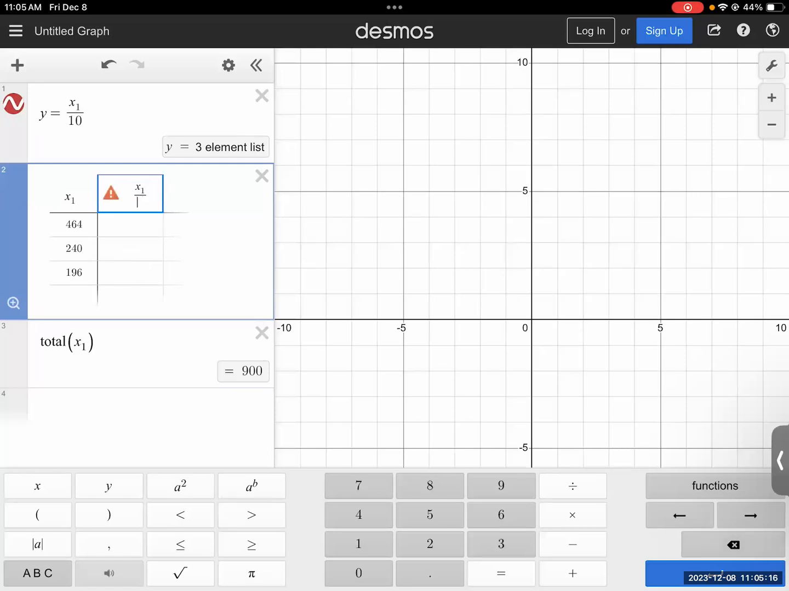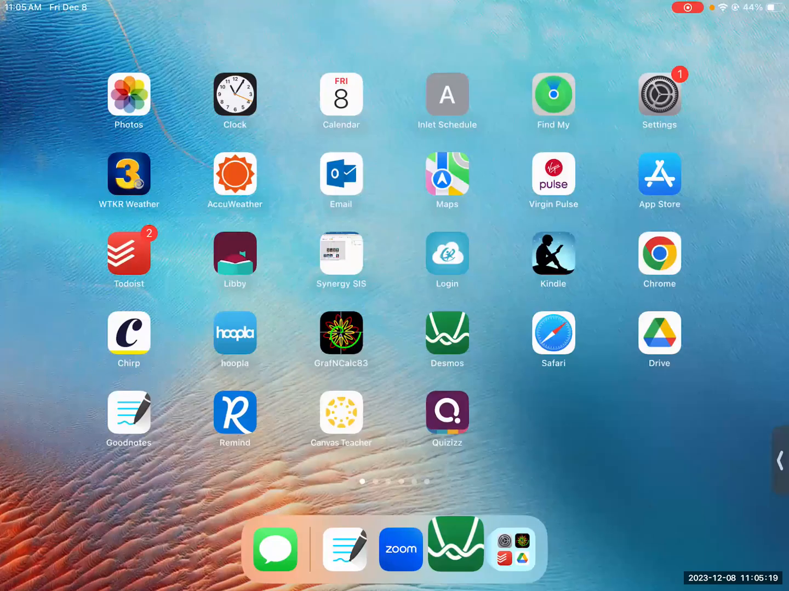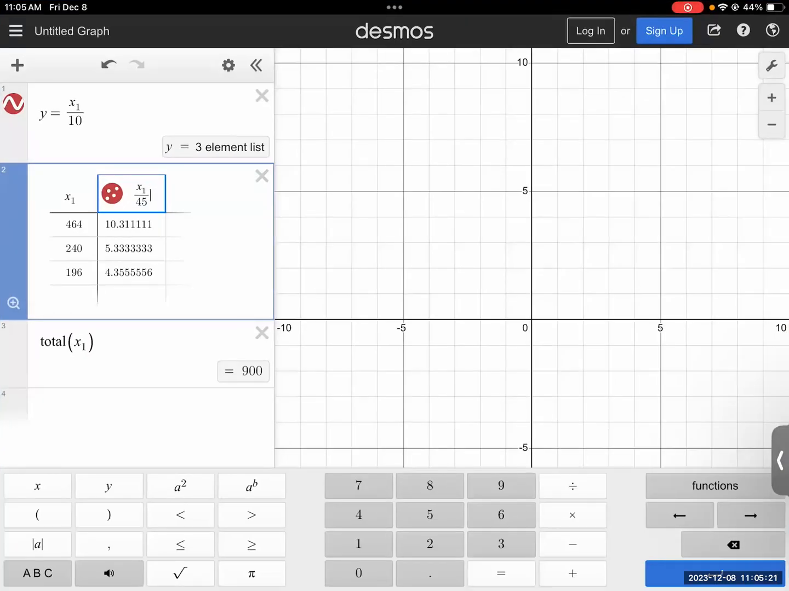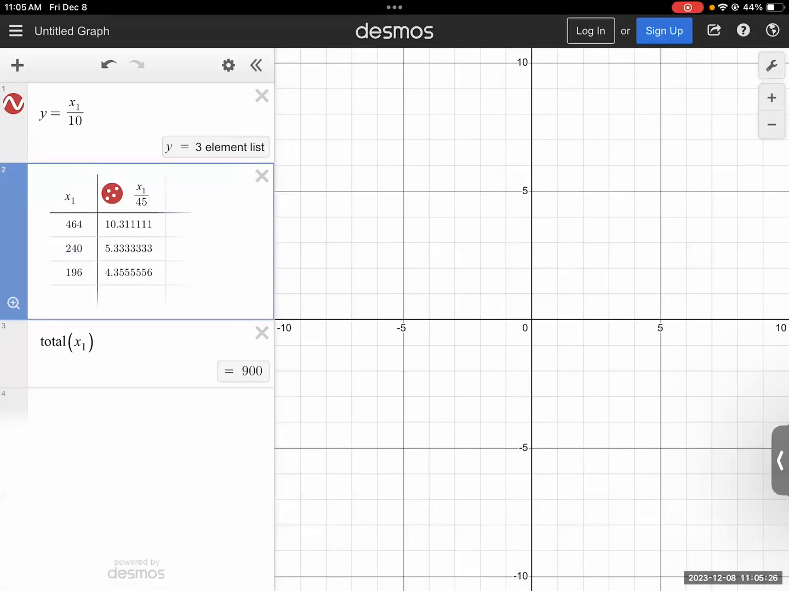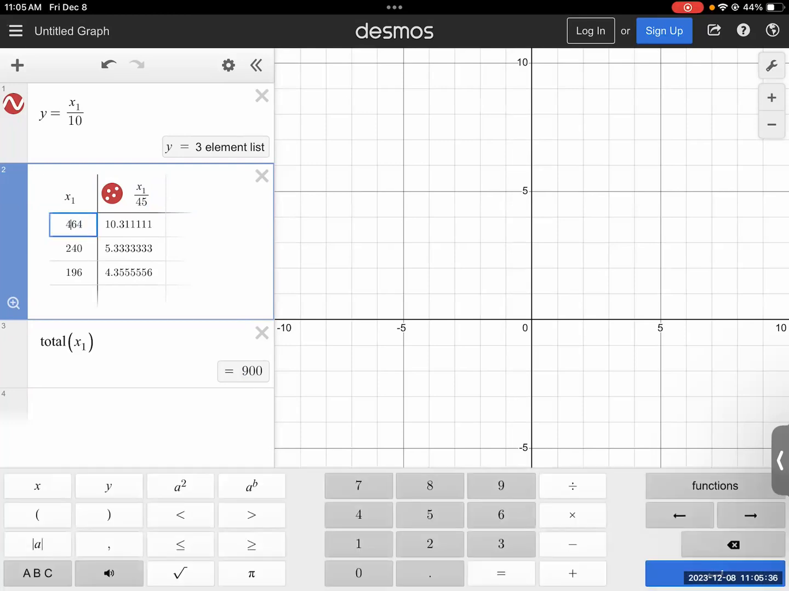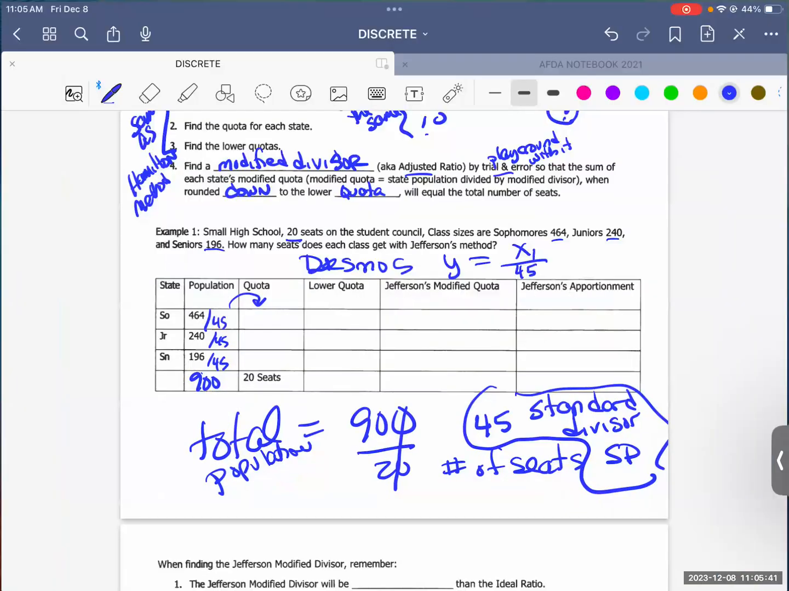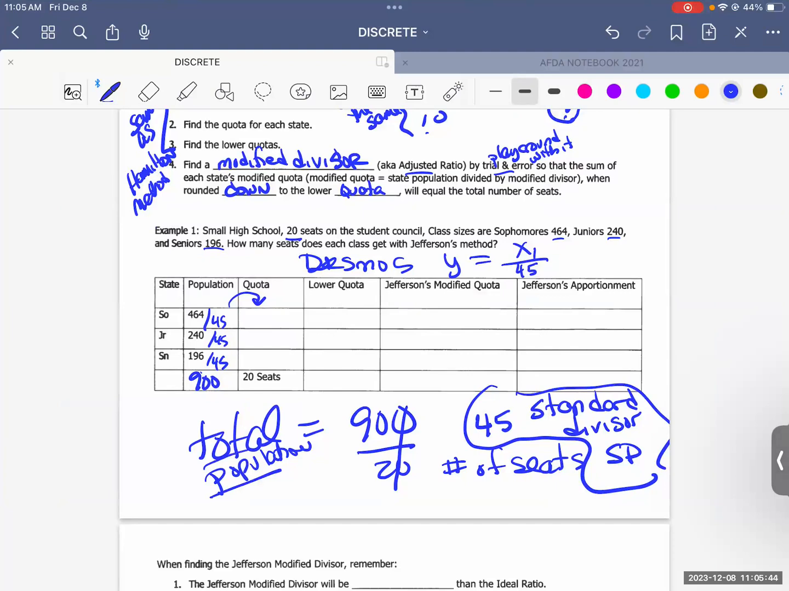Yeah. How'd you get 45? Okay, see how I added the total of 464, 240, and 196 is 900. If you type total X1, it'll add it for you. I'm just giving you another trick. Yesterday, I just had you add them all together. You add this plus this plus this to get total population. See, 900 equals total population. 20 equals the number of seats. So that's your standard divisor. Okay, so I'm dividing each one of these by 45.